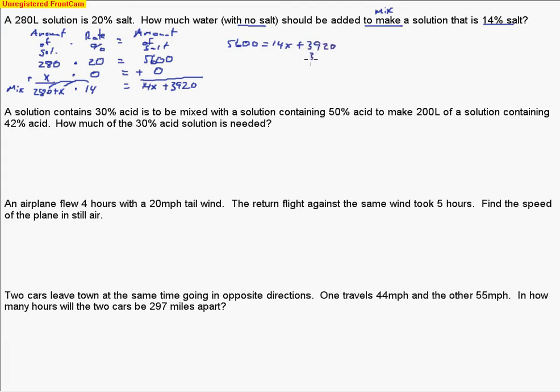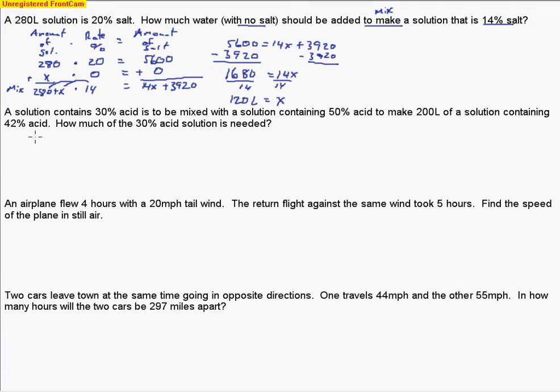All I'm going to do is subtract that 3920 from both sides, take it away from both sides there. That leaves me with 1,680 equals 14x. All I have to do there is divide by 14, and we'll have our answer. I do that division and I end up with 120 liters equals x. That would be the how much water it says, the amount of water I'd end up needing.